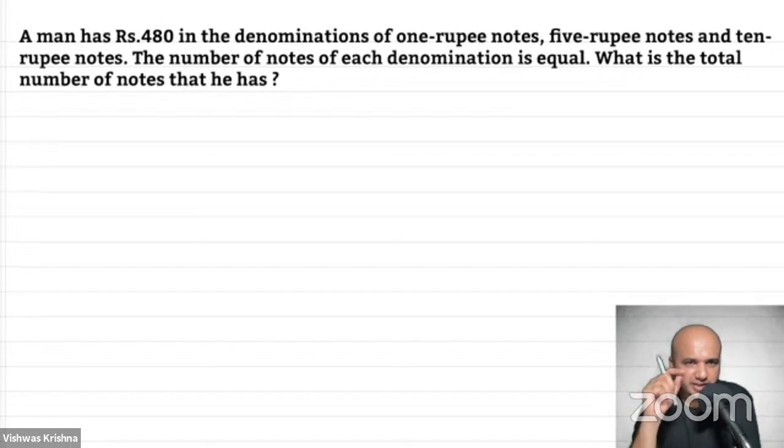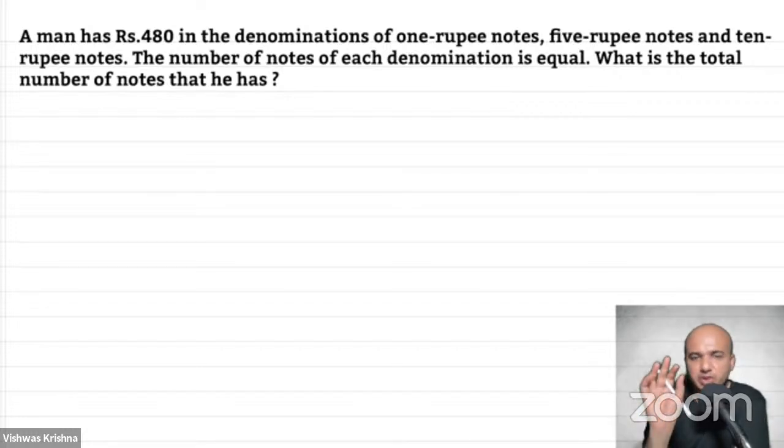All that we have to identify here is the types of denomination which we have. We have 1 rupee, 5 rupee, and 10 rupee. All of those make up 480 rupees in total. But one thing which they also tell us is the number of notes of each denomination is equal. That means if we have 5 1 rupee notes, we'll have 5 5 rupee notes as well as 5 10 rupee notes. If we have 6 1 rupee notes, we'll have 6 5 rupee notes and 6 10 rupee notes. The total of that should be equal to 480. So that is what we have to find out: how many notes does that person have?